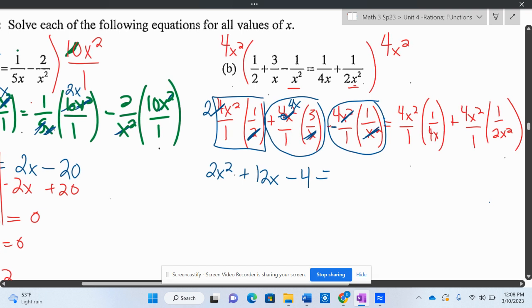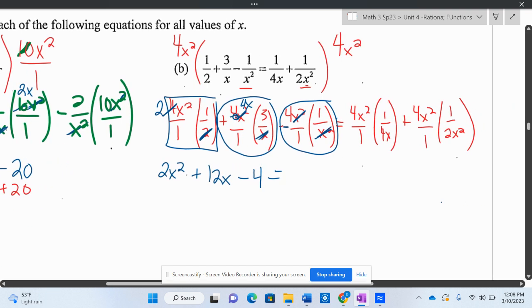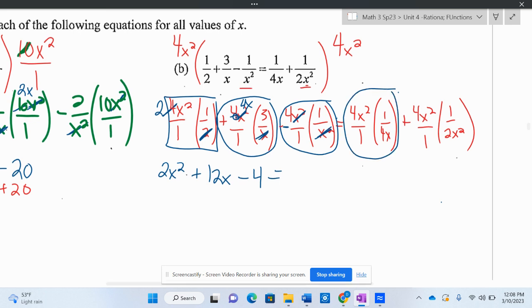Okay. Moving across the equal. So in this product, I can cross off my 4x and my 4x squared, which leaves me with just an x. X times 1 is x. And in my last product, the x squareds cancel each other out, and 2 will go into 4 2 times. 2 times 1 is 2.